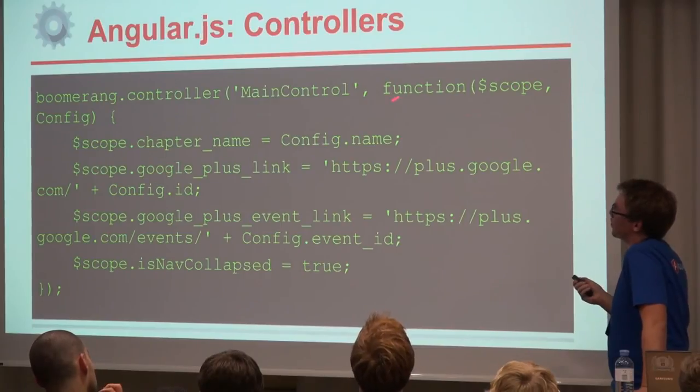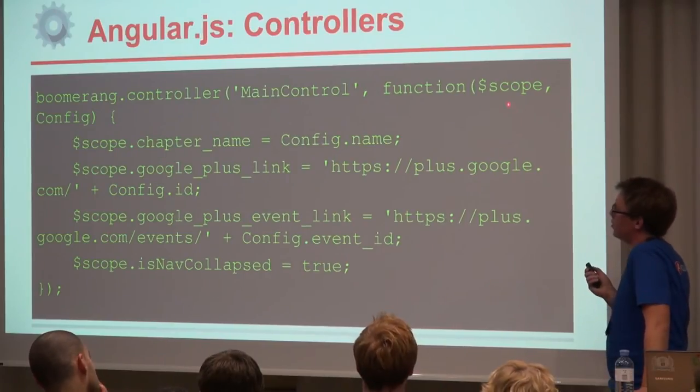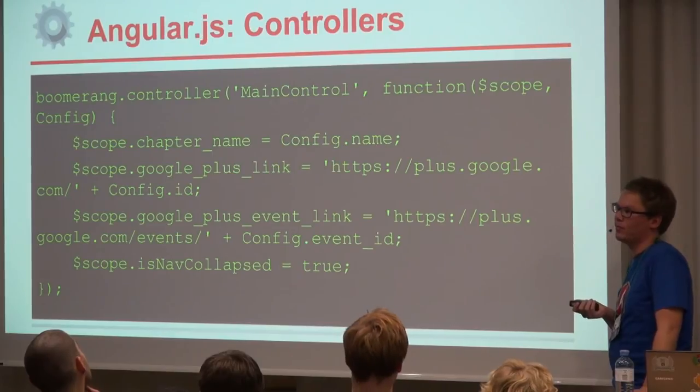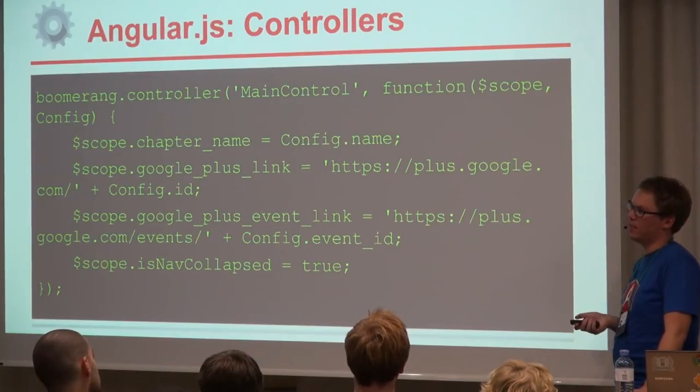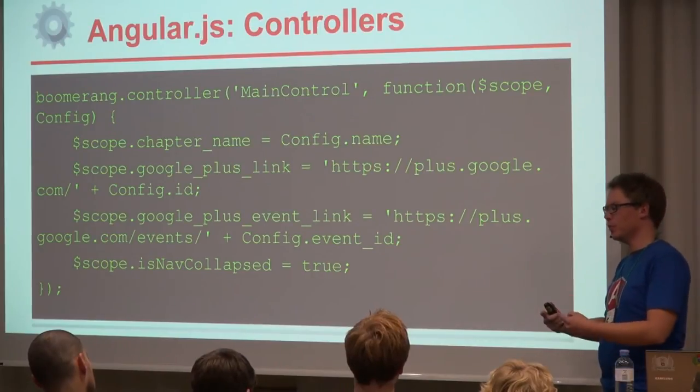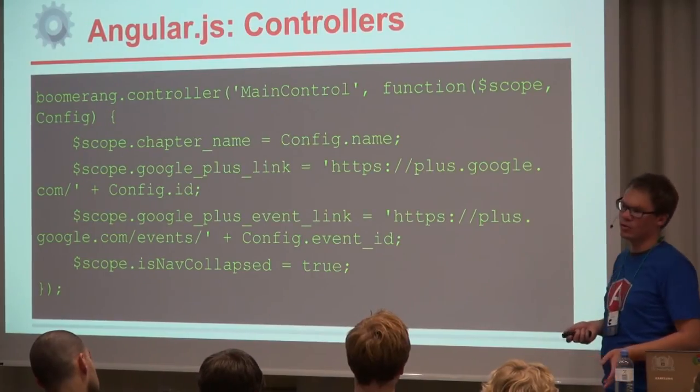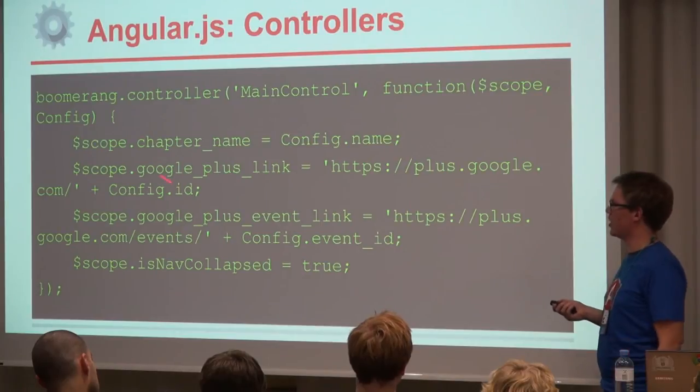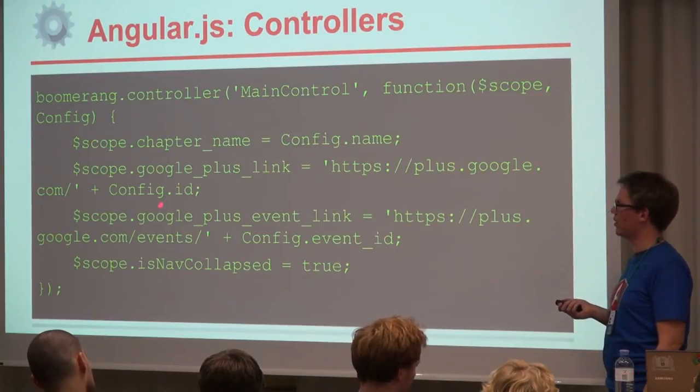So let's see. So the scope is the so-called data object that is being passed automatically to your view. So whenever you want to deliver some data, for example, we have here the chapter name and a Google Plus link.